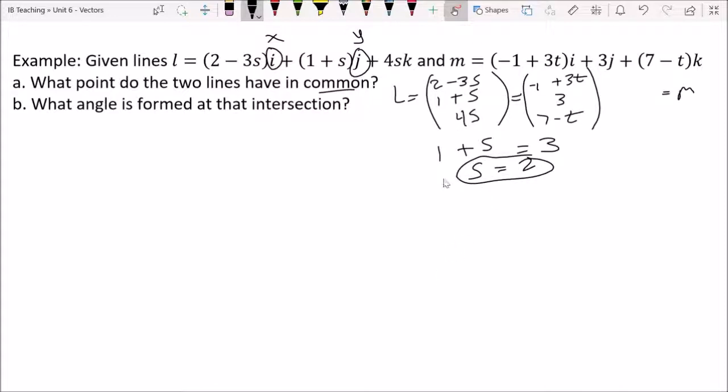Okay, now if s equals 2, that means I can plug that 2 in right here, because we now know the value of s that produces an intersection. So let's plug that in. That would be 2 minus 3 times, oops, I wrote s instead of 2. 3 times 2, and 1 plus 2, and 4 times 2. And so I can simplify that out. That would be 2 minus 6, so that'd be -4, 3, and 8.